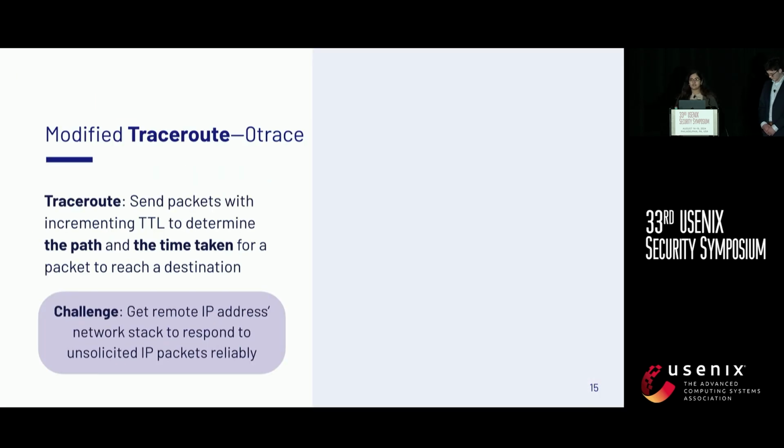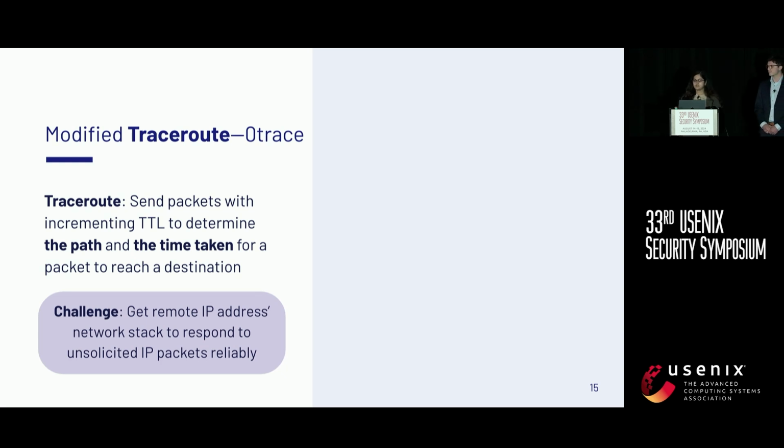Now, the other methods are fairly standard, so I want to highlight the modified traceroute method that we implemented. As a background, traceroute is a network diagnostic tool that leverages the fact that network hops or routers edit the IP header of a packet and reduce the time to live field as they process and forward the packet. So you can send out packets with incrementing TTL to be able to determine the path.